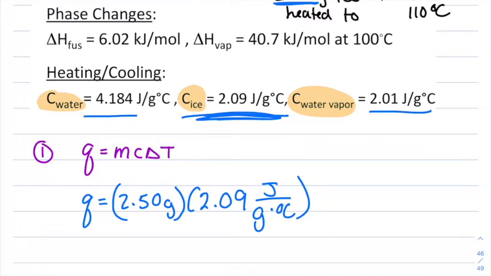Just curious, do we have to memorize the specific heat for ice and water vapor, or is the first one fine? All I need you to memorize is the one for water. Anything else I'll give you. Okay, cool. Thank you.